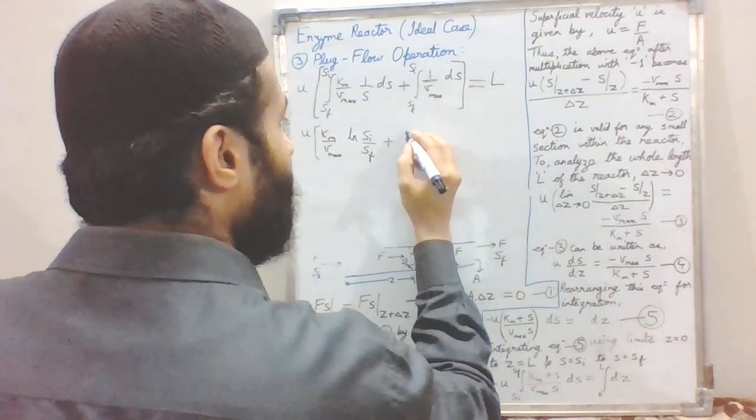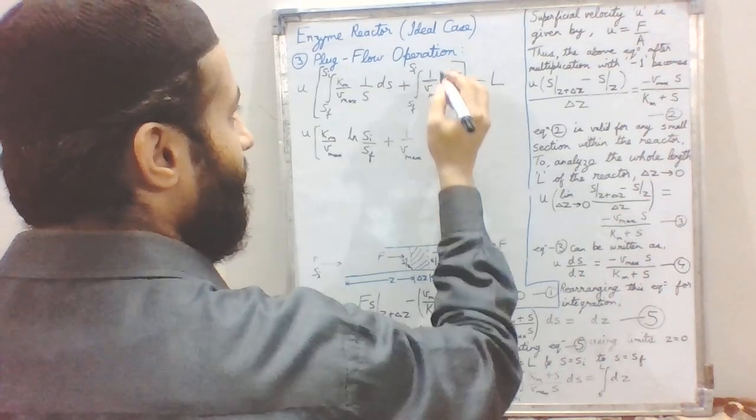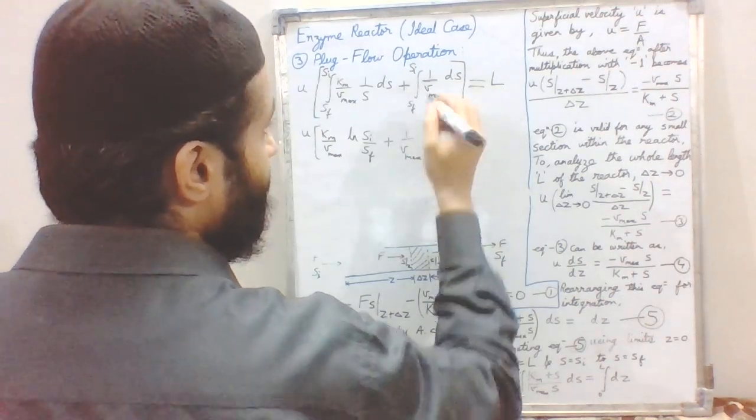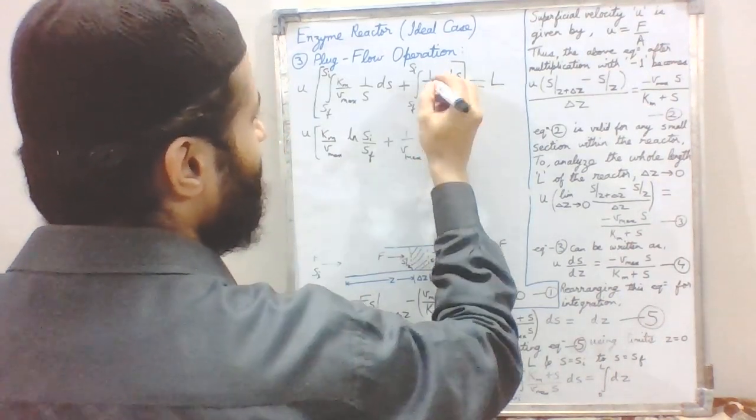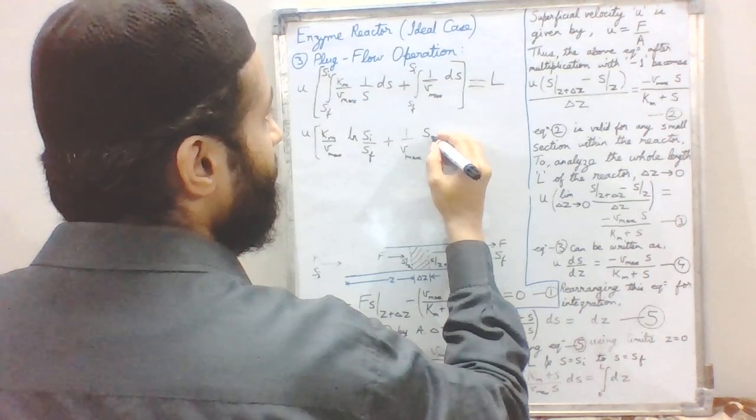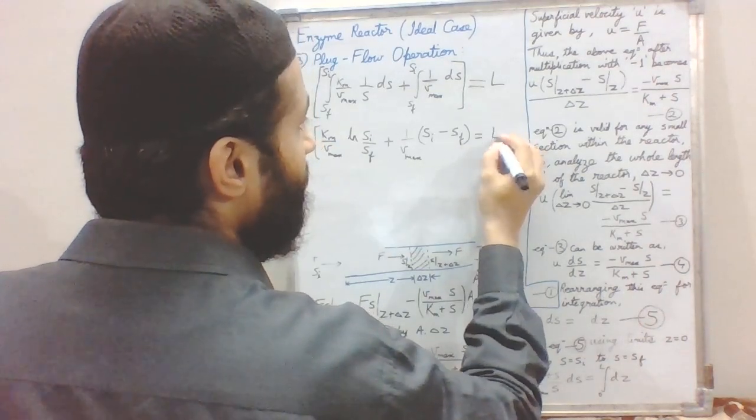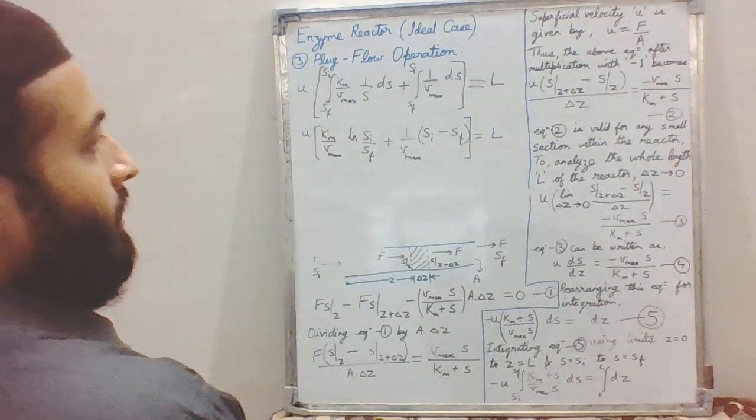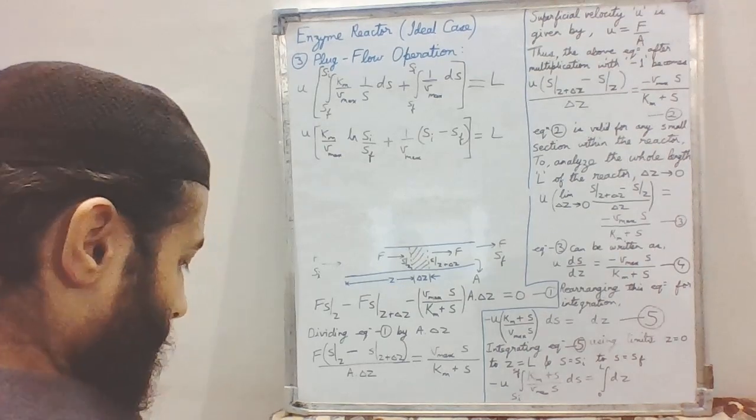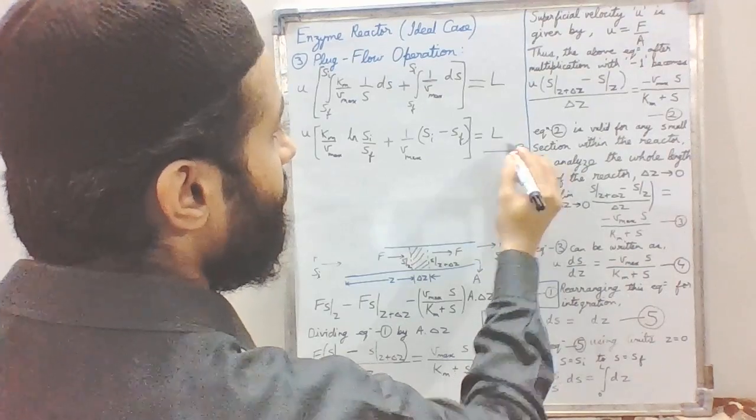Now on this side 1 upon Vmax is a constant, and it comes out of this integration, and we have nothing here. So the integration of 1, which is assumed to be inside, would come out to be S, or S to the power 0. 1 is S to the power 0. So it would become S initial, the upper limit, minus S final, the lower limit. And this would be equal to L. So this will be our equation number, I think 6. Yes, equation number 6.